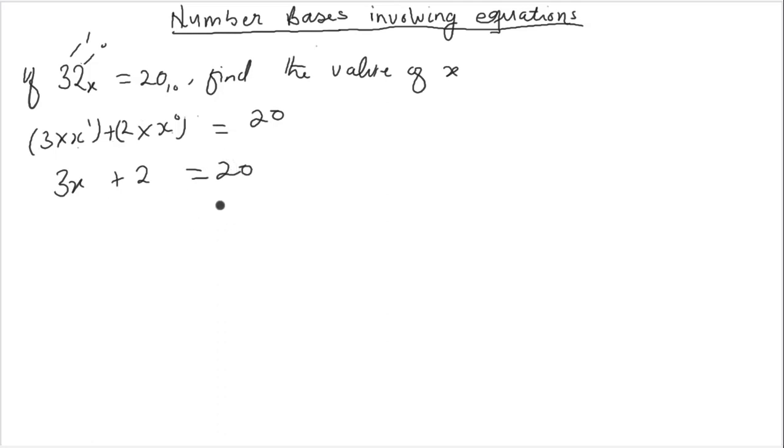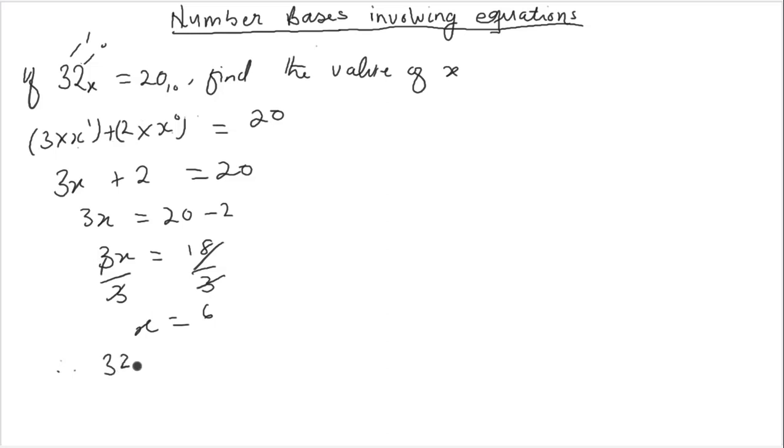So now it's down to a simple equation. So 3x will be equal to 20 minus 2. So I'll get 3x to be equal to 18. If I divide both sides by 3, I'll get my x to be equal to 6. So therefore, this is 32 base 6, which is equal to 20 base 10. Okay, let's look at another example.